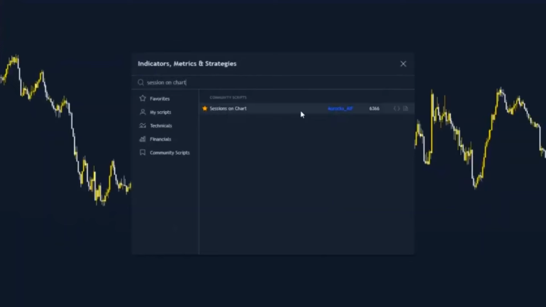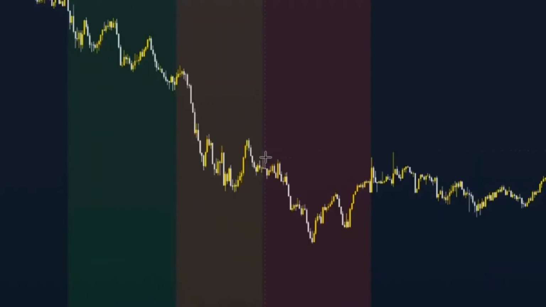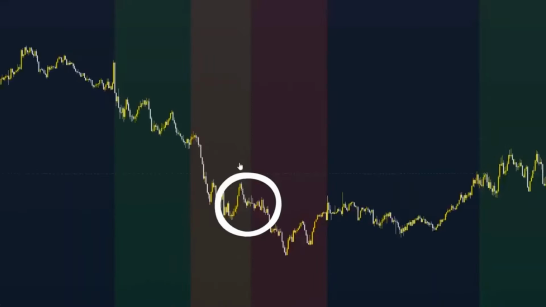Type in sessions on chart and it's this one by AU Rocks. You can see right here we have three sections: the green, the orange and the red. The green represents the London session for trading, the orange is the mixed, and the red is New York session. We will only be focusing on entering trades right around this area here, which is the change from the mixed session to the New York session.